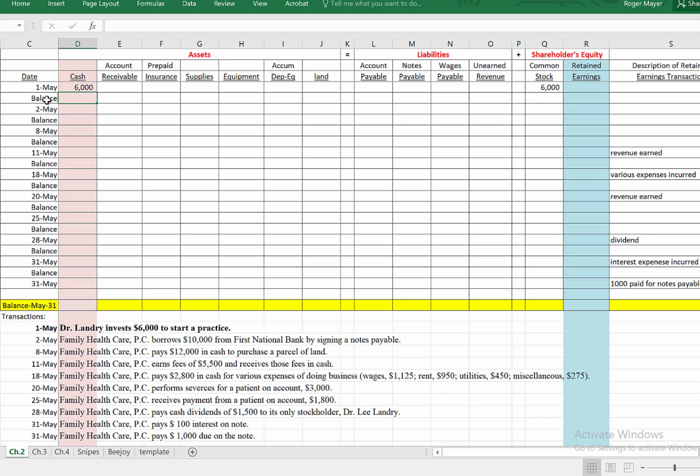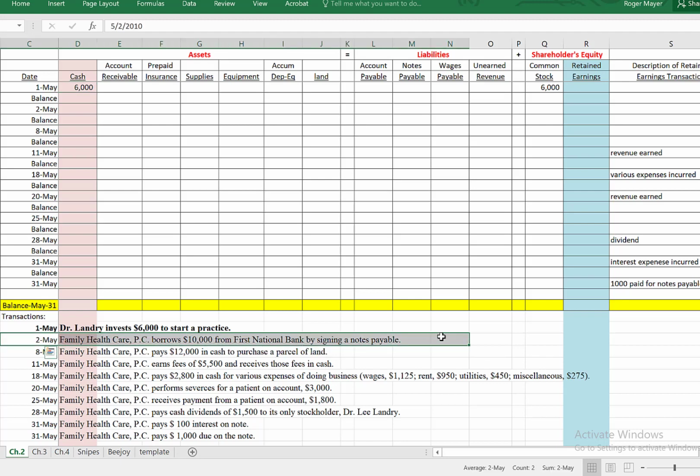In this example, we're not going to balance it out after every transaction, but we could. In each of these transactions, the equation stays in balance. So what we have here is assets in the form of cash is $6,000. Liabilities plus stockholder equity is also $6,000, and you see that the account is stockholder equity.